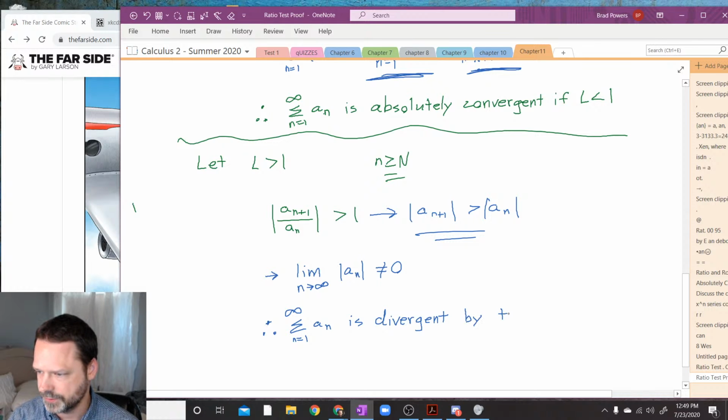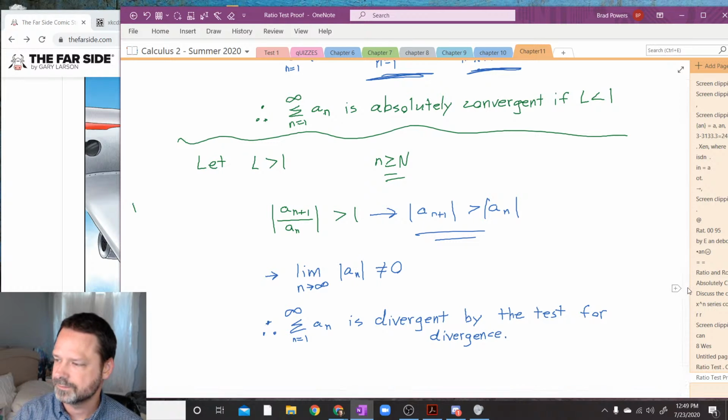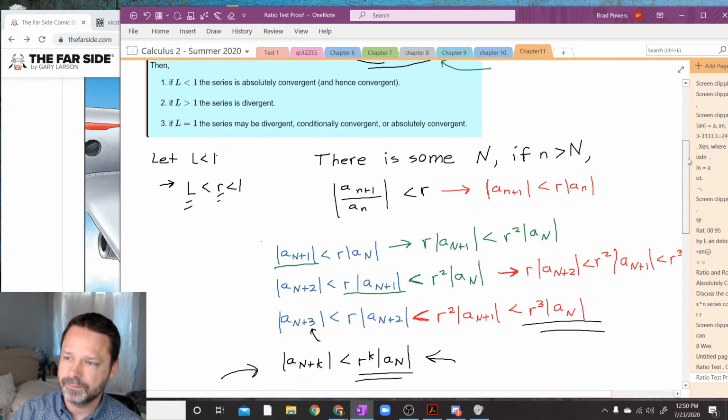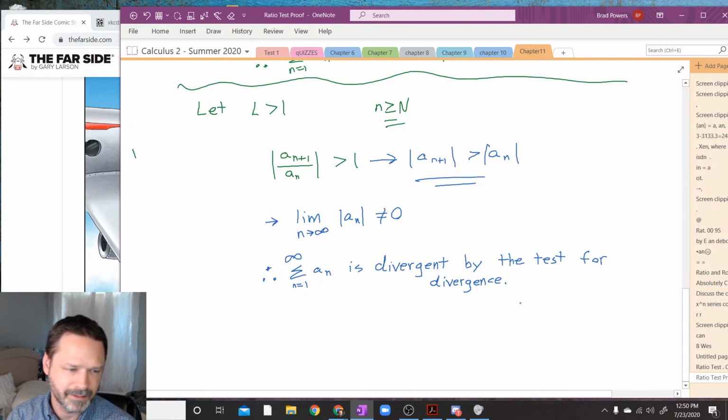By the test for divergence. Now, the last one. What if L equals 1? So we did L is less than 1, it converges. L is greater than 1, definitely won't work. What if L equals 1?